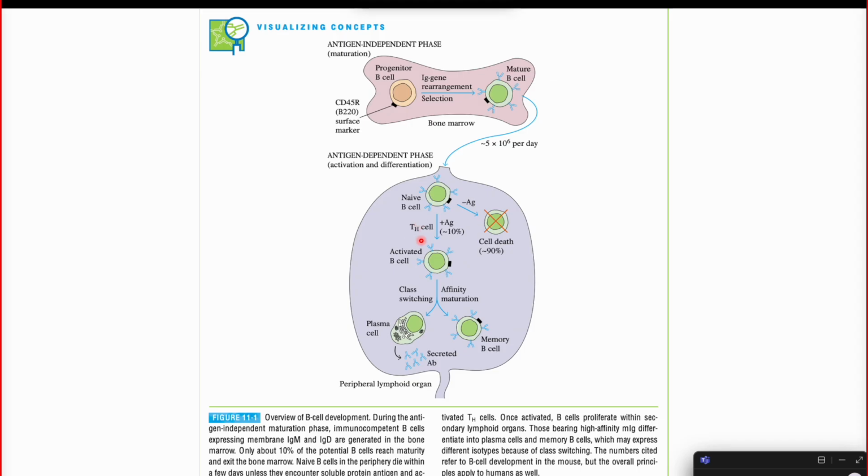For example, how will the T helper cell help B cell maturation? They will provide cytokines, because the T helper cell is helping in the activation of the B cell.